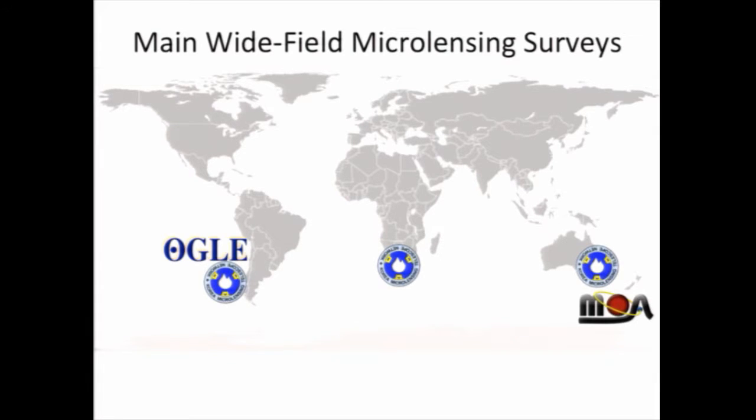And so the main wide field microlensing surveys are the OGLE survey in Chile, the MOA survey in New Zealand, and those have been going on for decades or more. And then last year, the Korea Microlensing Telescope Network was commissioned, and that has 3 sites in Chile, South Africa, and Australia.